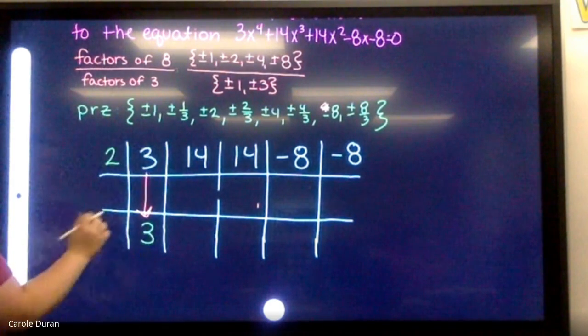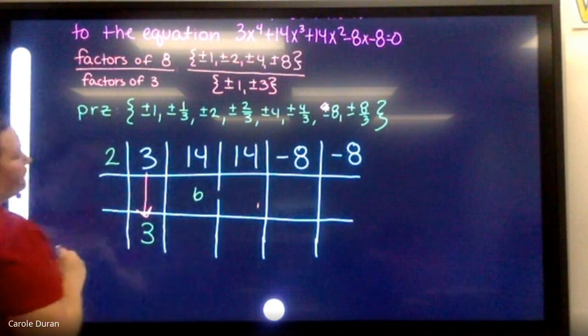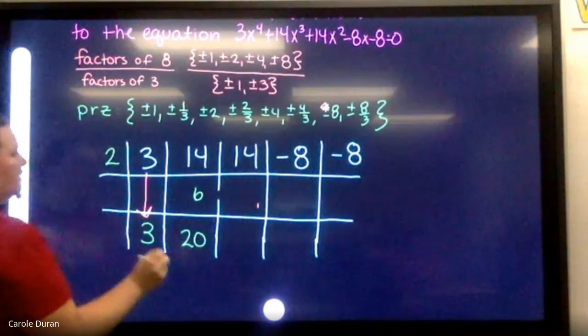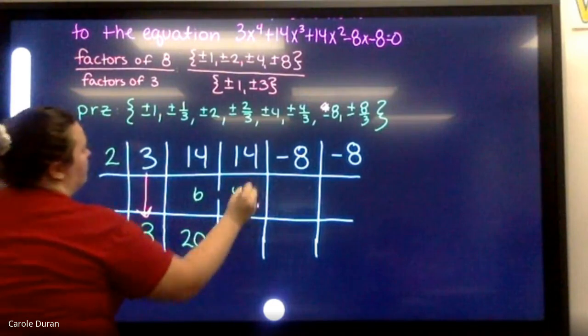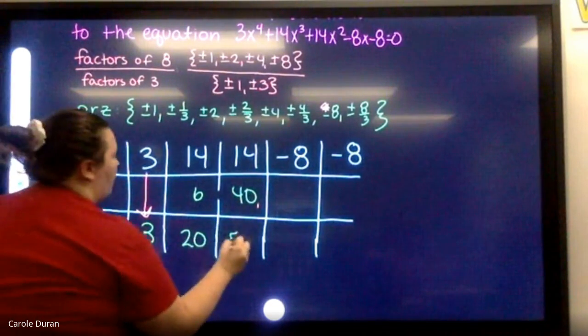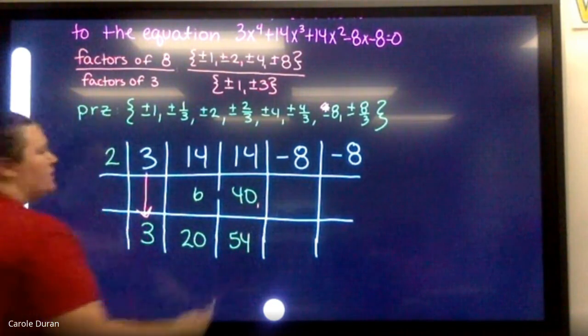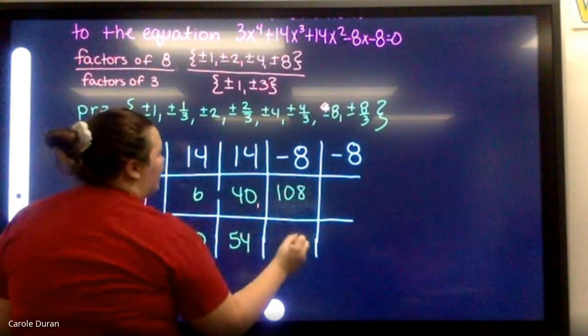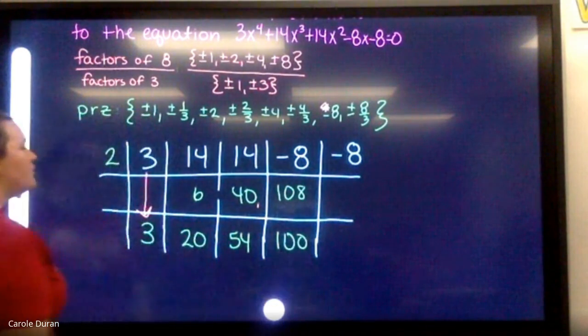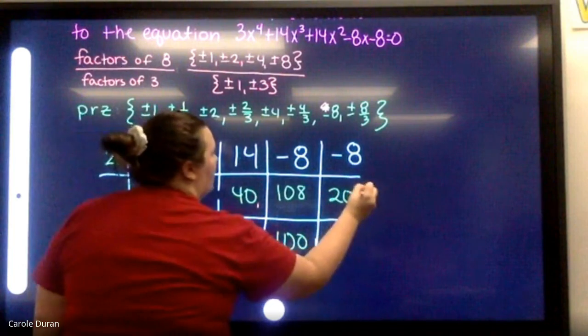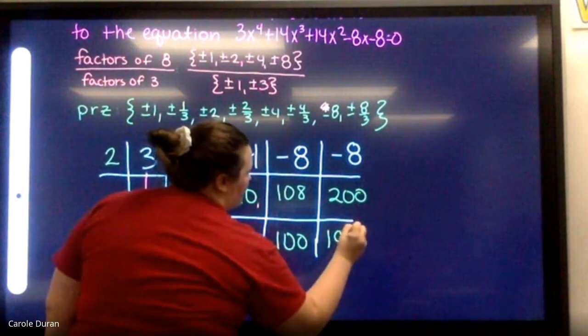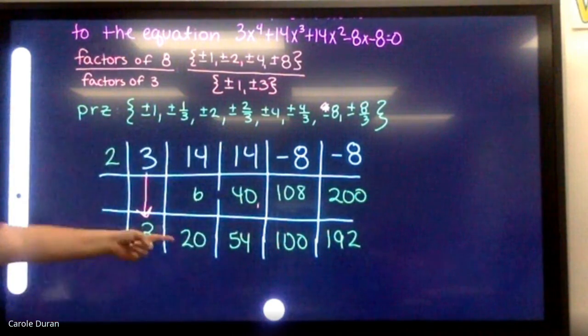Okay, drop the 3 straight down. 3 times 2 is 6. 14 and 6 is 20. 20 times 2 is 40. 40 plus 14 is 54. 54 times 2 is 108. Minus 8 is 100. 100 times 2 is 200. Minus 8 is 192. But they are all positive.